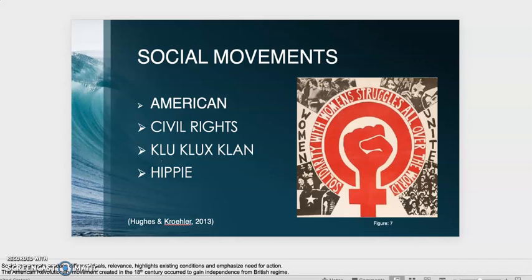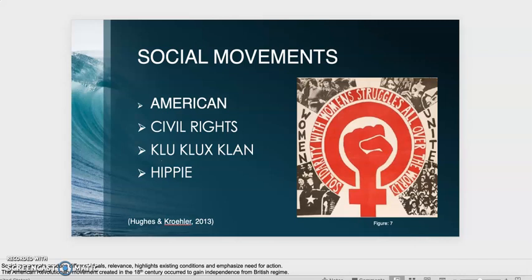The American Revolutionary movement, created in the 18th century, occurred to gain independence from the British regime. The Civil Rights Movement, led by the Reverend Dr. Martin Luther King, sought equal rights and justice for all in the 1960s. Then there was the Ku Klux Klan, which started in the 1950s and was a famous resistance movement targeting civil rights progression.